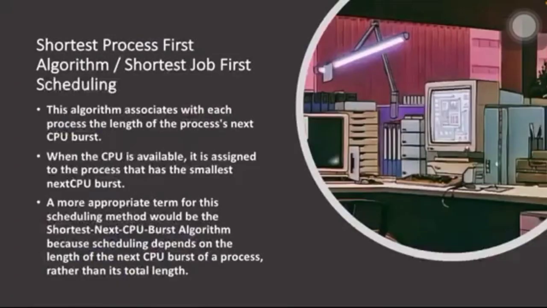Now, the shortest process first algorithm, or shortest job first scheduling, is an algorithm that associates with each process the length of the process's next CPU burst. When the CPU is available, it is assigned to the process that has the smallest next CPU burst. A more appropriate term for this scheduling method would be the shortest next CPU burst algorithm, because scheduling depends on the length of the next CPU burst of a process rather than its total length.